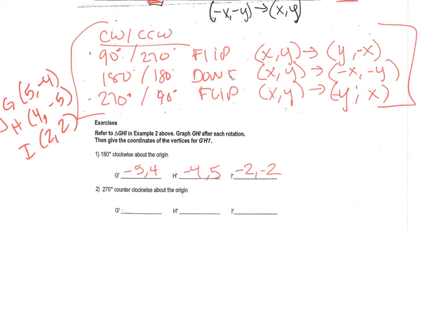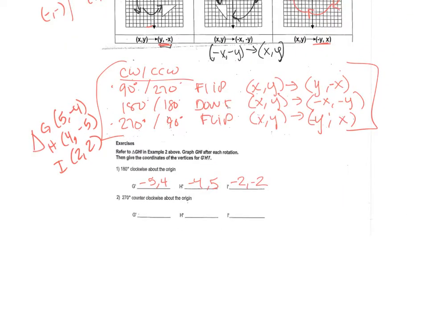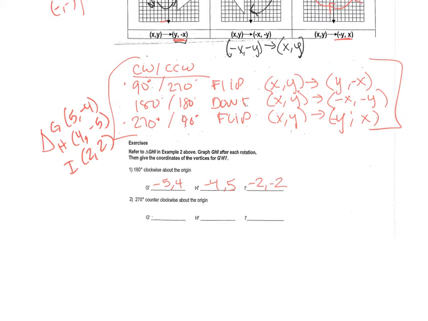For 270, remember these are going to flip. 270 counterclockwise is the same as 90 clockwise. So I'm going to look at this first rule. They flip, and then your X value becomes negative. So G becomes, we're going to flip -4 and 5. So -4 and 5, but that 5, the sign in front's going to change, so now it's negative.